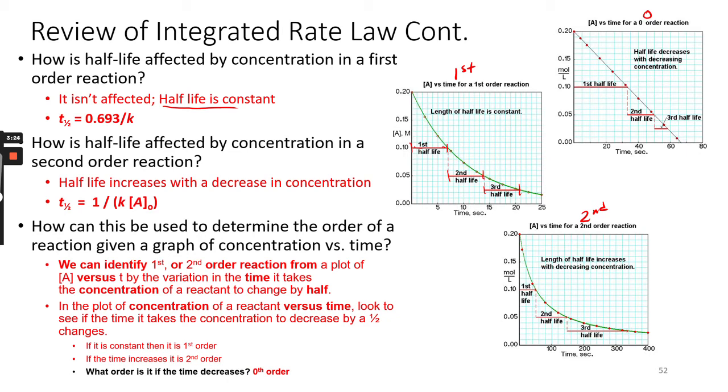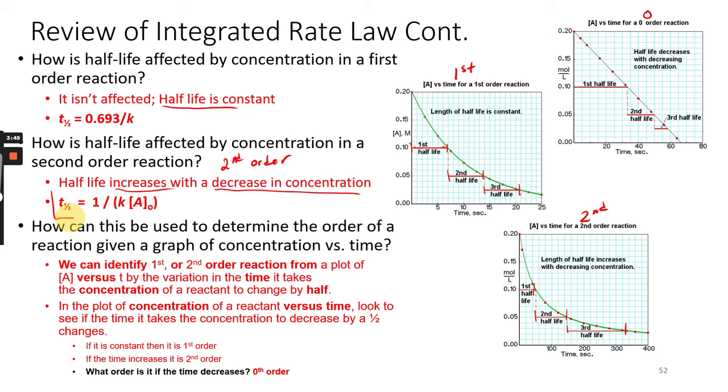If it is second order, though, what is happening to our half-life time here? Let's look at it. What do you notice is happening with these lines? The time that it takes for half of the concentration to be used up is increasing. So the half-life increases as your concentration decreases. This is for second order.